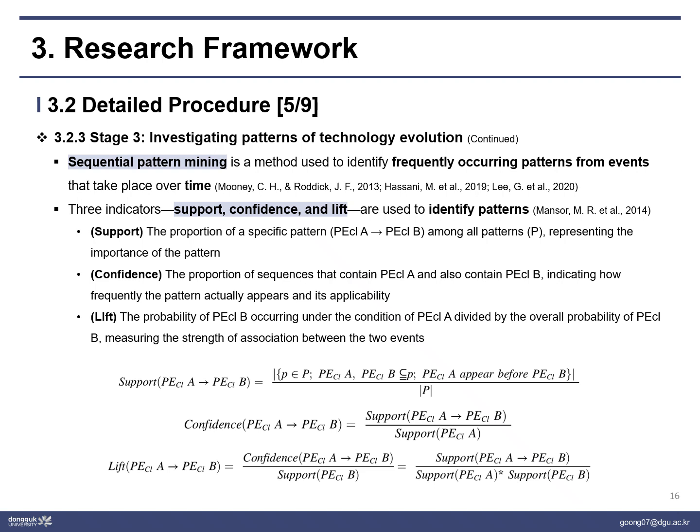Sequential pattern mining is a method used to identify frequently observed event patterns. In this process, the support, confidence, and lift metrics are used. The detailed explanation of these metrics is shown in the material.